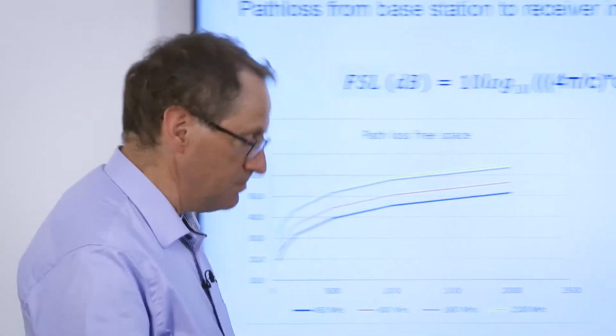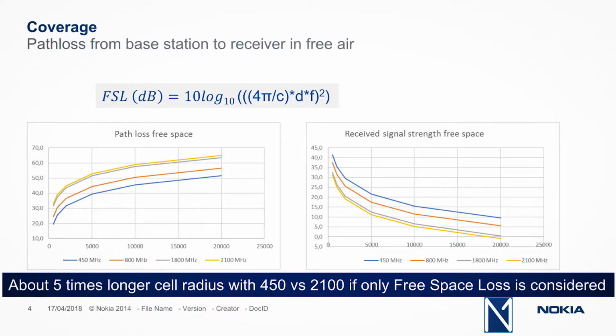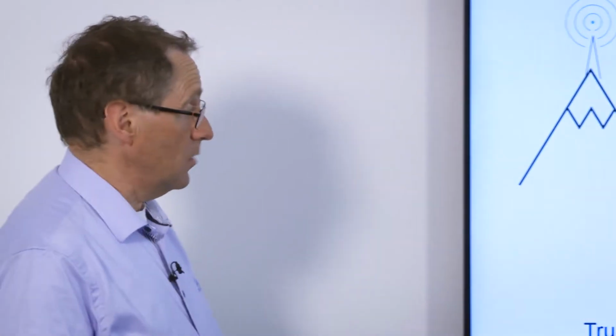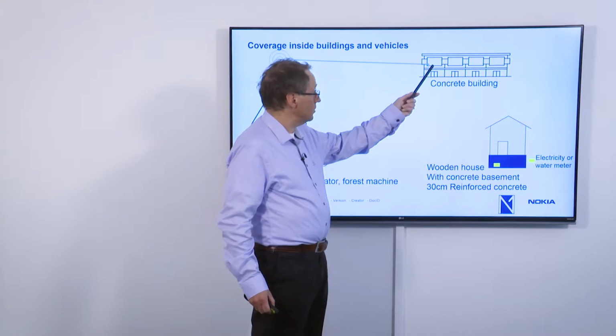But what does this mean in coverage? We see that we have about 5 times longer cell radius with 450 versus 2100, if we just look at the free space losses. Then we have another thing that makes it even more complex. That is, we have to go through walls and windows to enhance the coverage. And going into a concrete building means more losses.